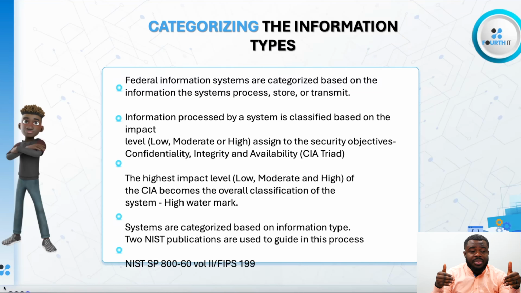Now remember that in our previous class, we talked about categorization as categorizing information types. We talked about the fact that for you to be able to categorize your system, you are using the NIST 800-60 revision tool. Now I want to take you into the NIST 800-60 revision tool and show you how to do the categorization.